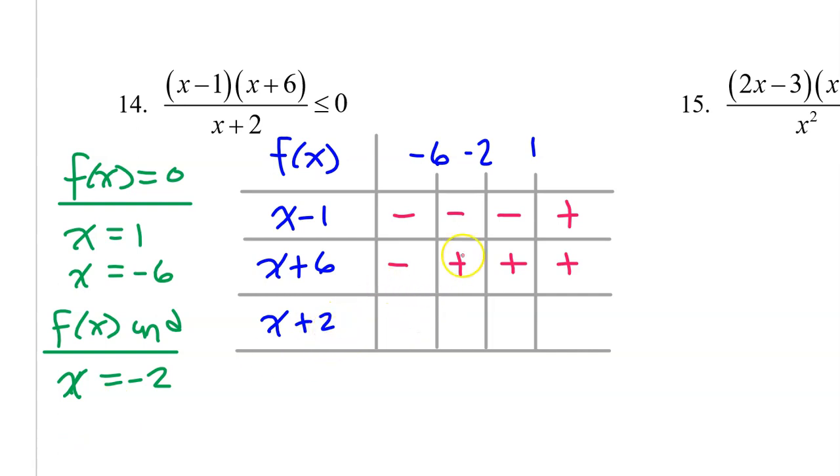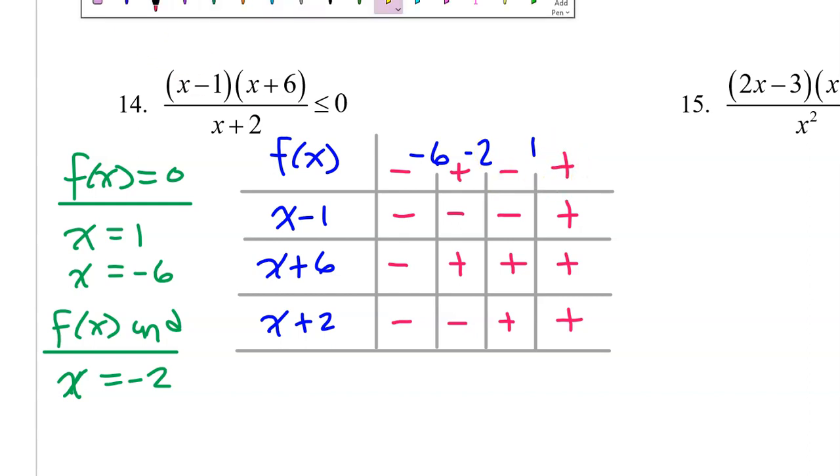X plus 2 gave us the 0 of negative 2. Negative to the left, positive to the right. F of x will be negative in the first interval because of the odd number of negatives, positive in the next interval because of the even number of negatives, and similarly it will be negative here and positive here.